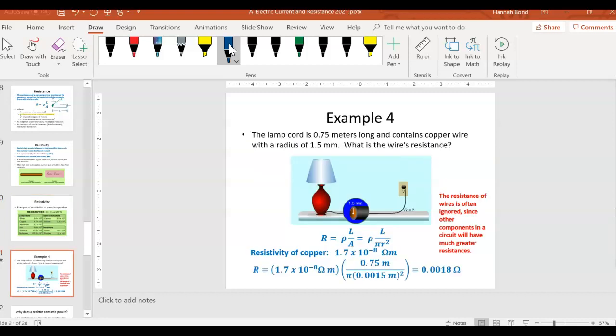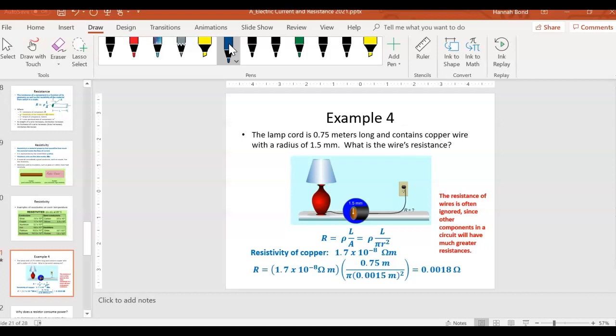Here's an example of a lamp, and the cord for the lamp is 3/4 of a meter long, and it contains copper wire with a radius of 1.5 millimeters. Okay, we want to find the resistance of this cord, right? This 3/4 meter long cord. Well, the first thing I would have to do is to find the cross-sectional area.